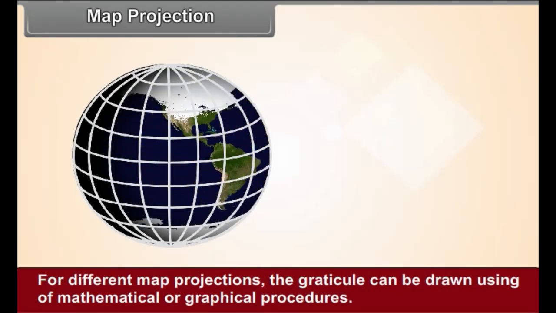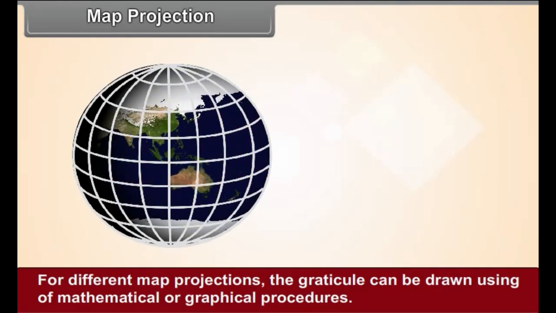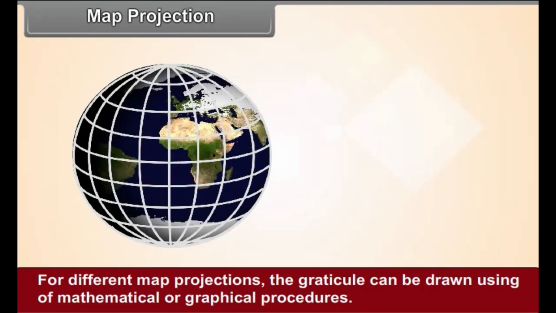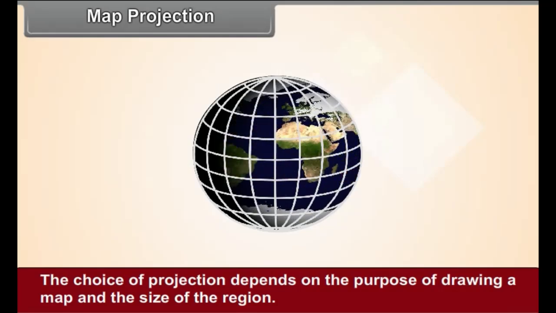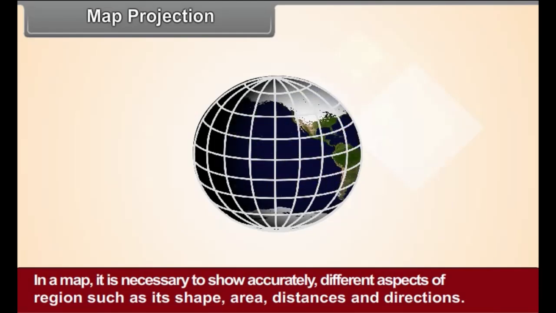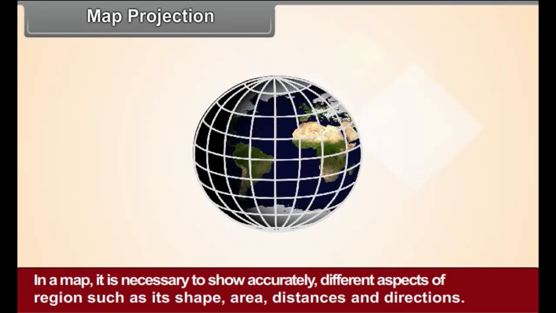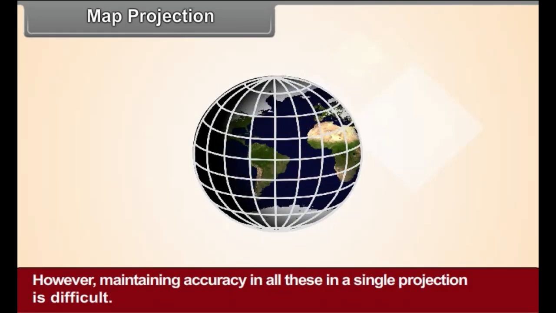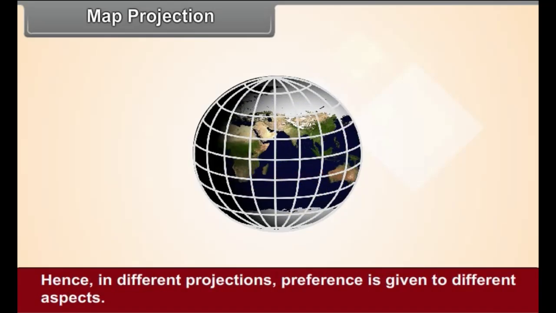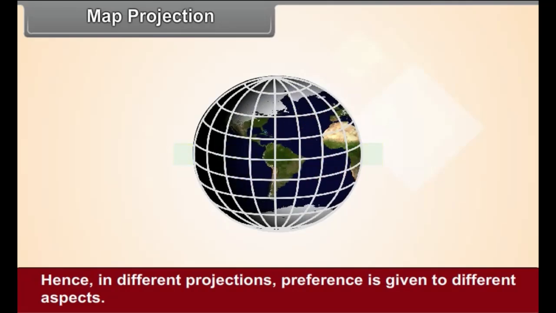For different map projections, the graticule can be drawn using mathematical or graphical procedures. The choice of a projection depends on the purpose of drawing a map and the size of the region. In a map, it is necessary to show accurately different aspects of a region such as its shape, area, distances, and directions. However, maintaining accuracy in all these in a single projection is difficult. Hence, in different projections, preference is given to different aspects.